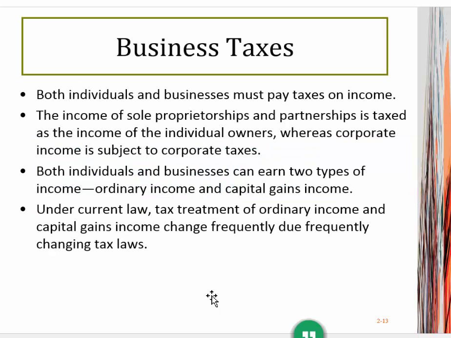So again, obviously, people have to pay taxes. The income of sole proprietors and partnerships is always taxed at the individual owner's level, whereas corporate income is taxed at the corporate tax rates. But let's not forget, as we spoke about a little bit earlier, that in addition to paying corporate taxes, the owners also have to pay taxes on any dividend income. Typically, the types of taxes we're talking about are ordinary income and capital gains.